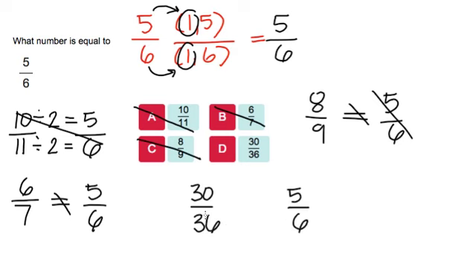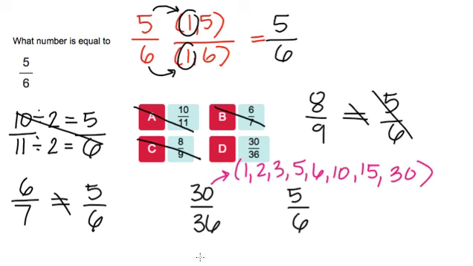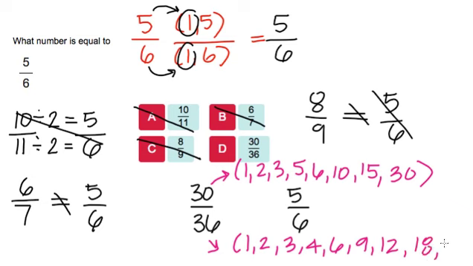Now 30 over 36 can be simplified, but first let's go ahead and find our greatest common factor. So for 30, we have 1, 2, 3, 5, 6, 10, 15, and 30. And for 36, we have 1, 2, 3, 4, 6, 9, 12, 18, and 36. Now looking at the factors for our numerator and denominator, what is our greatest common factor? Our greatest common factor is 6.